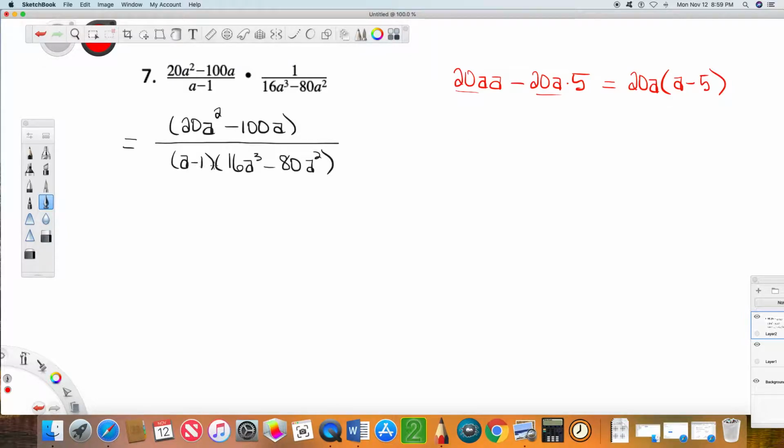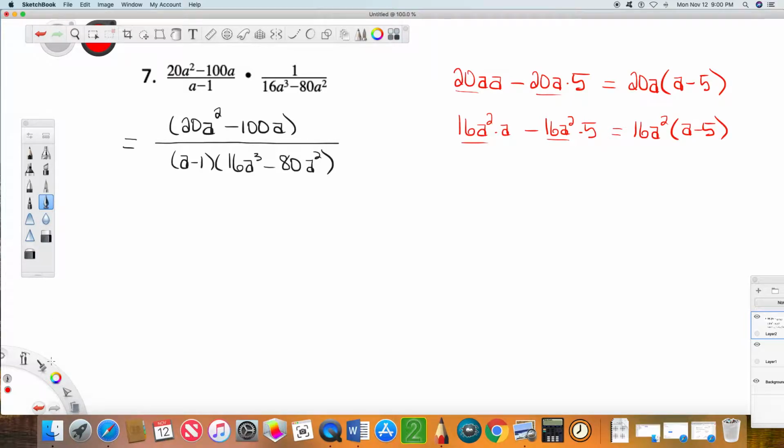All right, so let's look at this denominator, the 16a cubed minus 80a squared. Let's write this as 16a squared times a. Let's write 80a squared as 16a squared times 5, because 16 times 5 is 80, and we see that 16a squared is common to both terms. We can factor it out. What we have left is a minus 5.